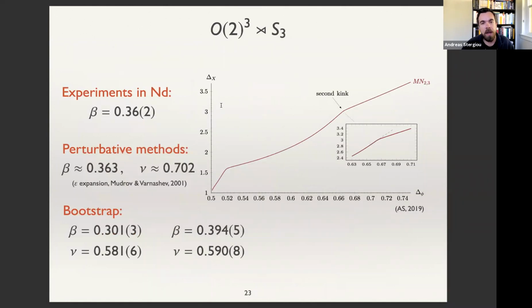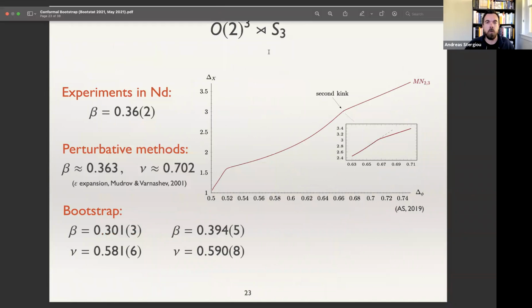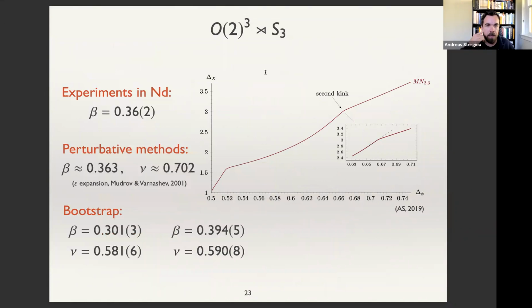So let me show you now another result for the O2 cubed semi-direct product with S3 theory. And here the epsilon expansion was giving a very good agreement for the beta critical exponent with the experiment in neodymium. Neodymiums are these very strong antiferromagnets. You can buy them, and they are impressively strong. They have a paramagnetic to antiferromagnetic transition. In this transition, the critical exponent beta was determined in experiments, and it was in very good agreement with the epsilon expansion. When I did the bootstrap, again, for this theory, I found two kinks.